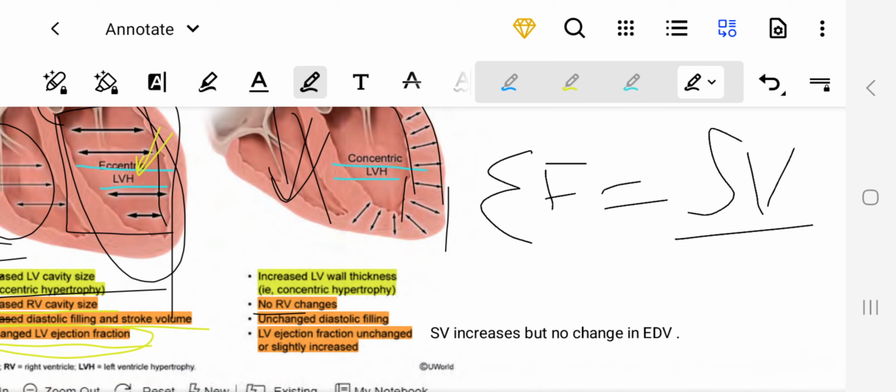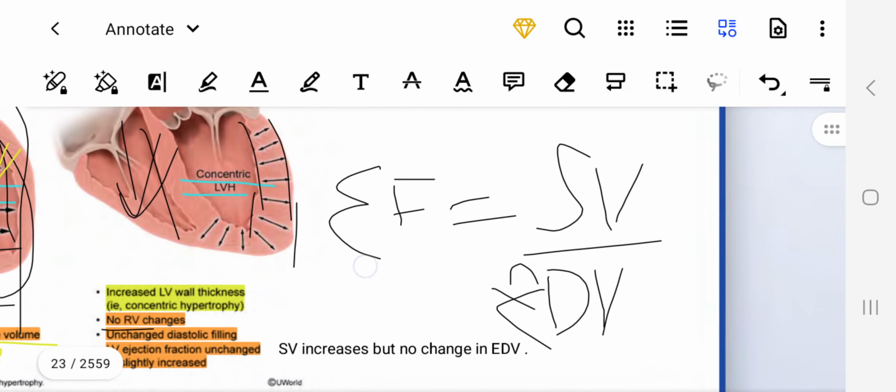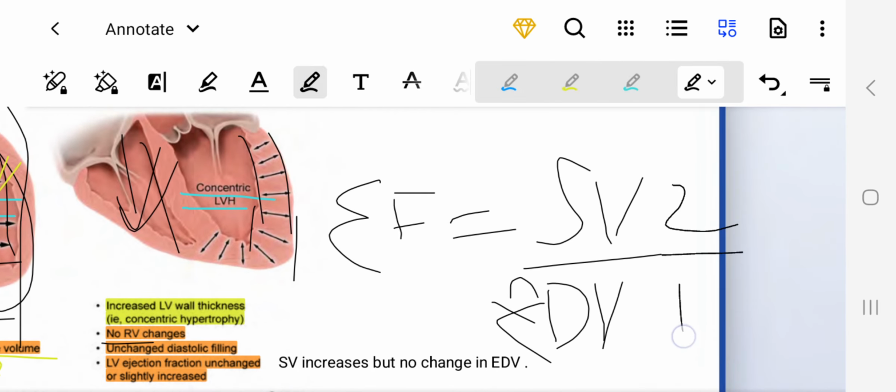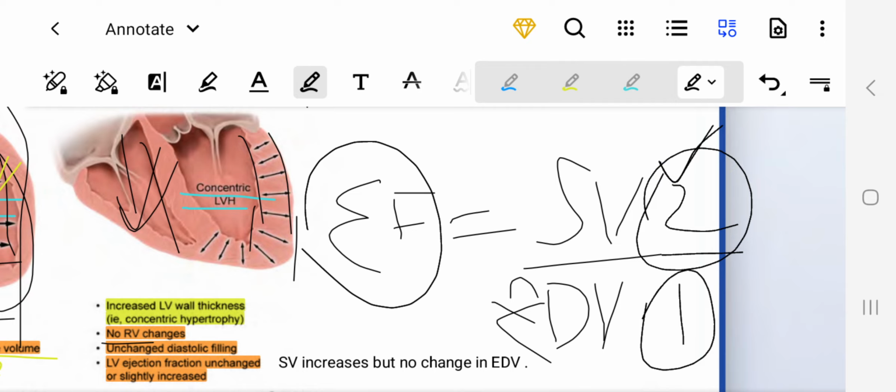But the end diastolic volume remained the same. So let us say if the stroke volume is increased by 2, but over here end diastolic volume is remaining the same, so that's why we can say that sometimes it may increase the ejection fraction, right?